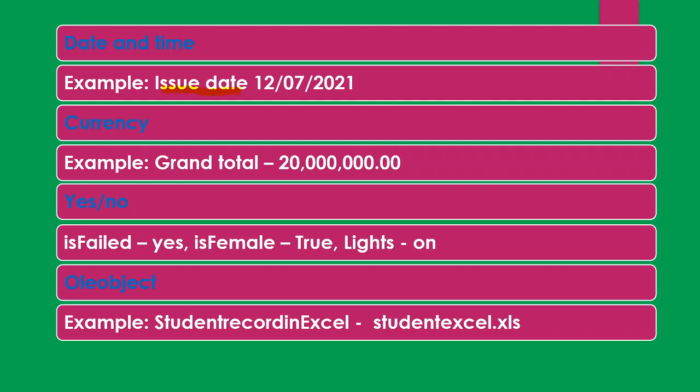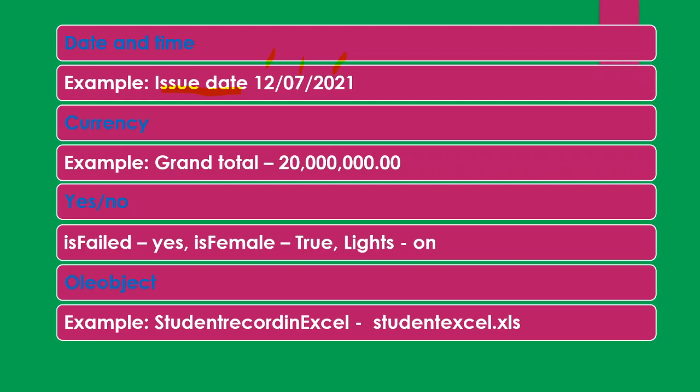So we use the date format with a day, month, and year format. This is for the date and time. We use a short date format, which has a day, month, and year.